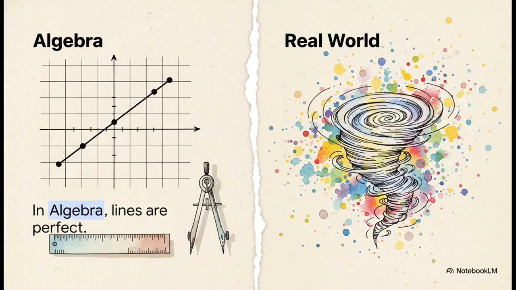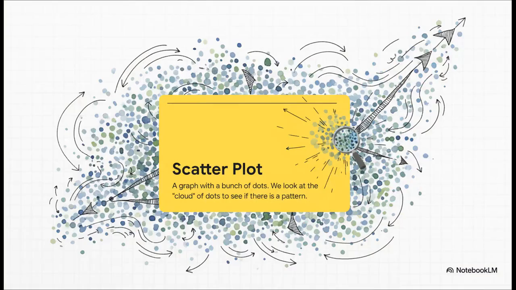Think about your algebra class for a second. Everything is so perfect, right? You get these beautiful straight lines where every single point follows the rule exactly. But let's be honest. The real world, it's just not like that. It's messy, it's unpredictable, and things almost never follow a perfect little line. So how in the world are we supposed to find a pattern in all that noise? Well, the answer is this awesome tool, the scatter plot.